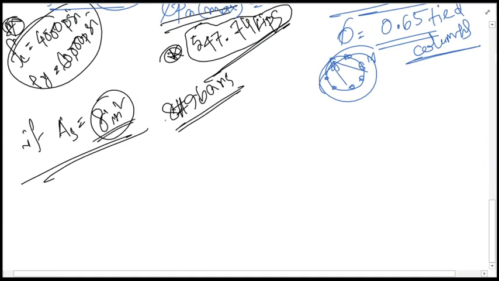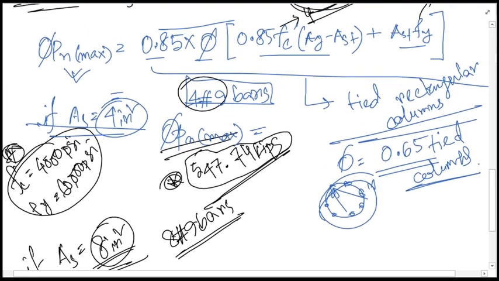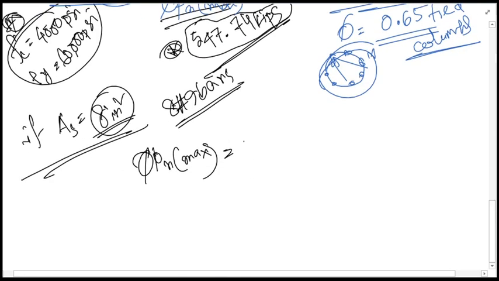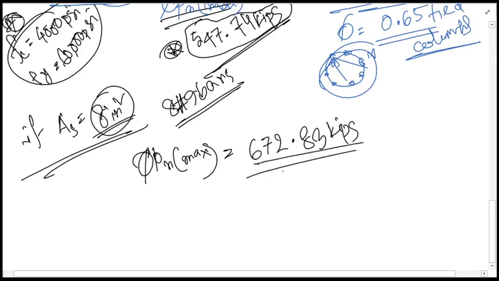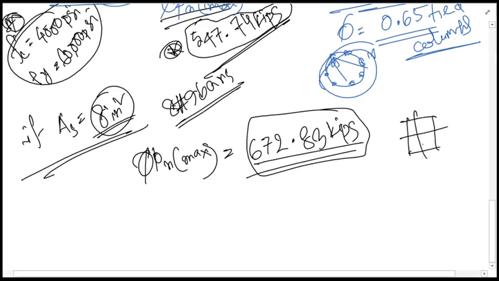then you will be getting, for example, the phi Pn max. If you calculate from this particular equation, putting in the Ast value, the steel area, you will be getting the value as 672.83 kips, similar to this one. So it will be able to withstand this amount of load if the column is a concentric column, that is, if the axial load is acting on the center of the column.